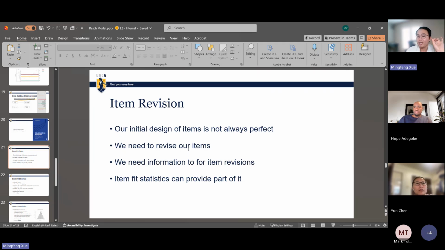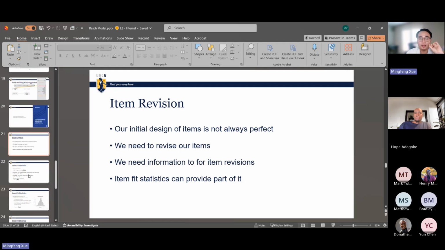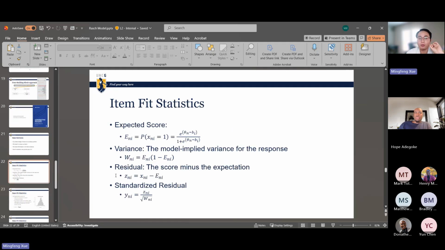And for item revision, we need some information. We cannot randomly revise our items. There must be some statistics we need to use for item revision. Item fit statistics can provide part of it, and item fit statistics for the Rasch model can provide more information. And this is how we can calculate it.